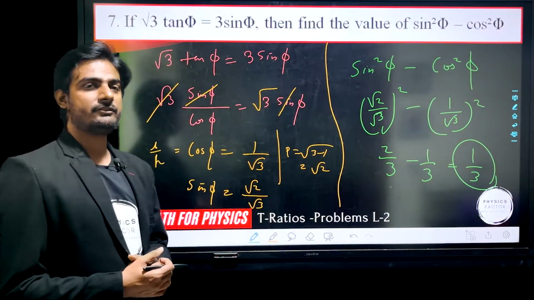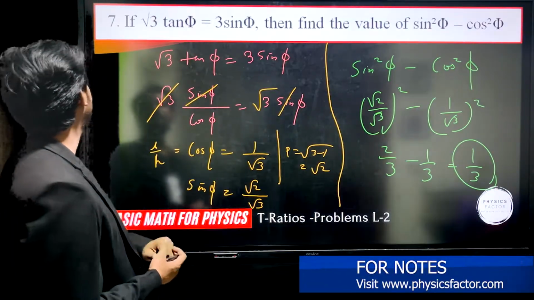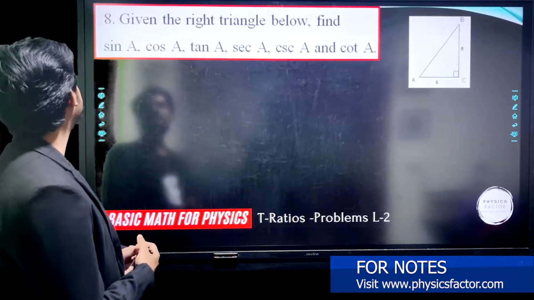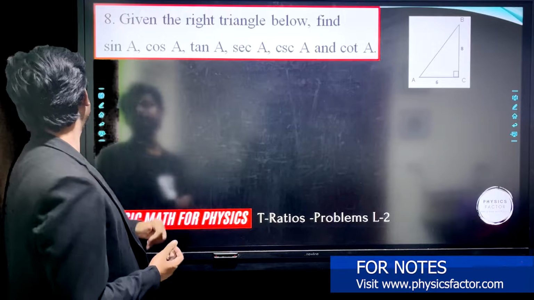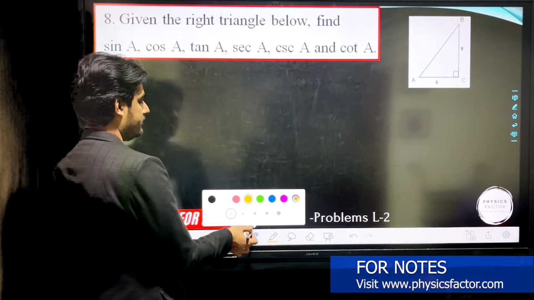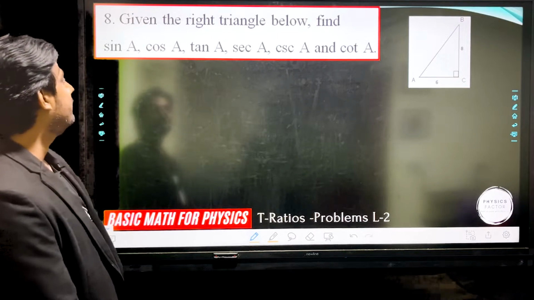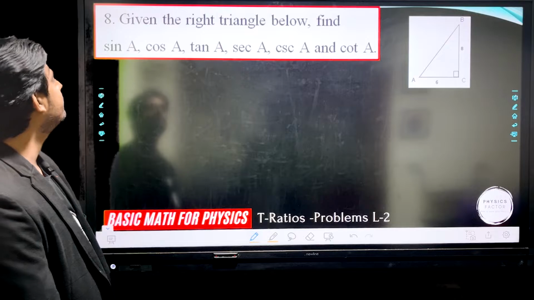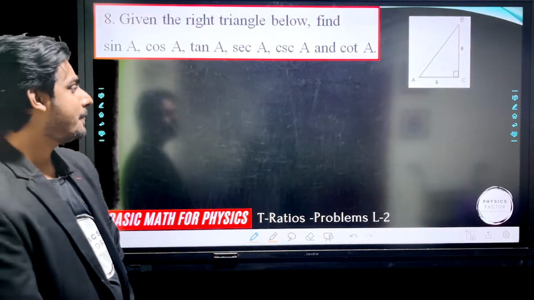Very simple, straightforward. Alright, let's move to the next problem, number 8. Okay. So we have question number 8. We have a triangle given and we need to find the value. Oh my god, this is very simple.